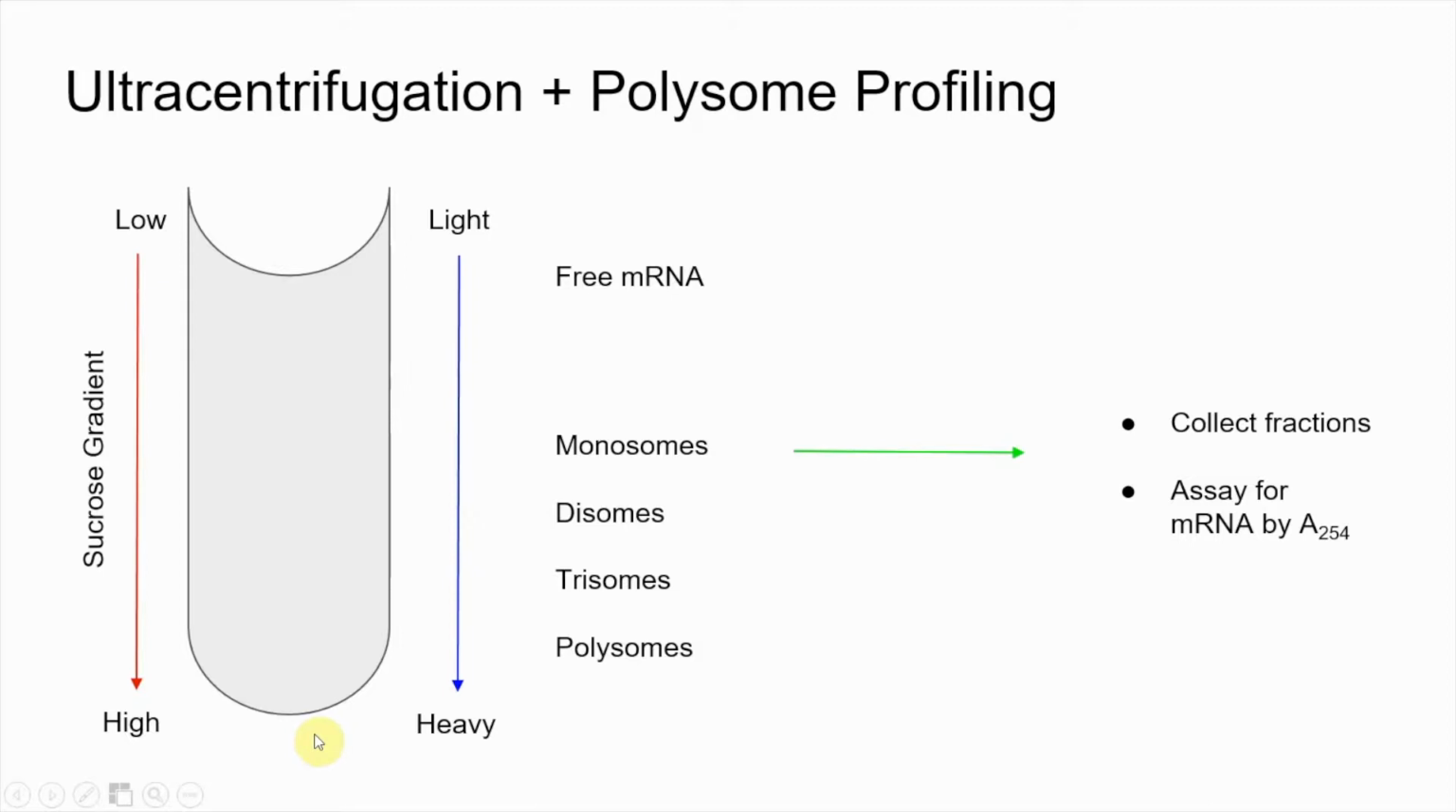The relative mass in this case will be determined by the extent of the ribosome binding to the mRNA. mRNA that did not bind ribosomes, or free mRNA, will be towards the top, while mRNA bound to a single ribosome or multiple ribosomes will be towards the bottom. Then you would collect these fractions and assay for mRNA. In this case, we'll be looking at the absorbance at 254.